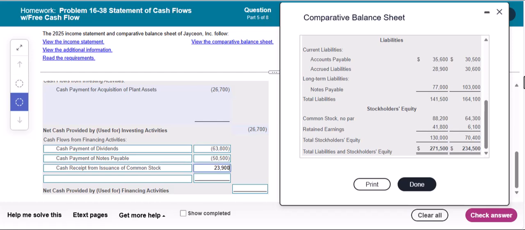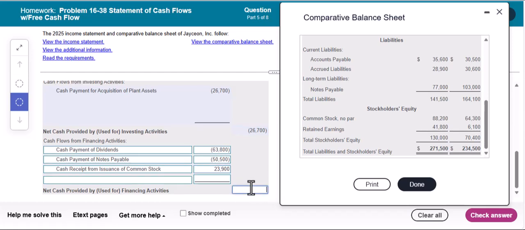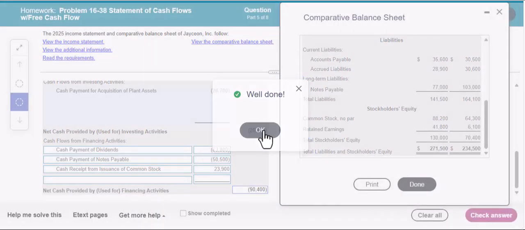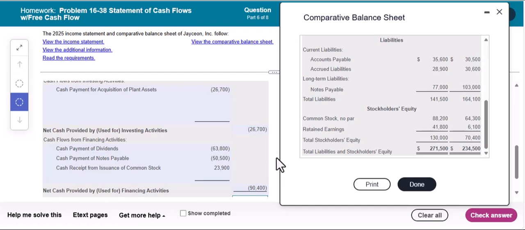And then we can go ahead and add these up, and we will get a negative 90,400. And since this is a negative 90,400, this is net cash used for financing activities, because again, we spent more than we made here by issuing that common stock. So let's go ahead and check our answer. Well done. Okay, and we are not actually quite done, so we'll scroll down.